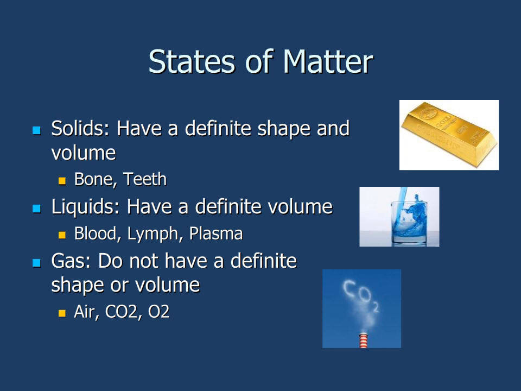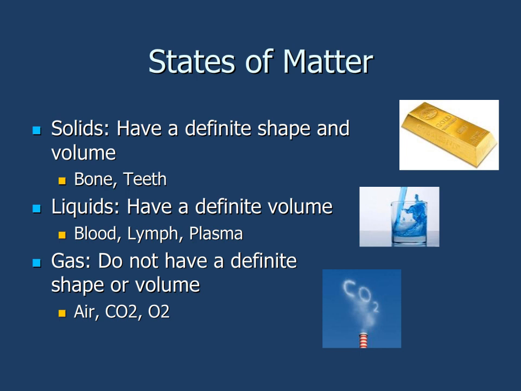Liquids, on the other hand, have a definite volume, but not a definite shape. And so you can see the water being poured into the glass, and even though that water might be of a specific volume, let's say 200 milliliters, it's going to take up the shape of whatever container we put it in. So if we put it in a shot glass, or we put it in a bowl, it's going to have a different shape each time. Within the human body, examples of liquids include things like blood, lymphatic fluid, and also blood plasma.